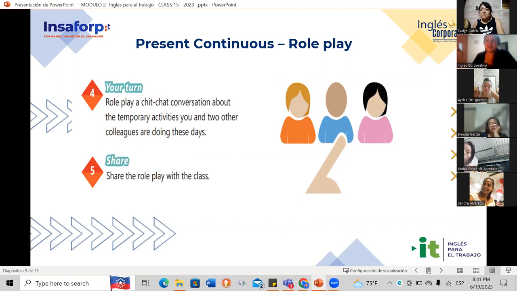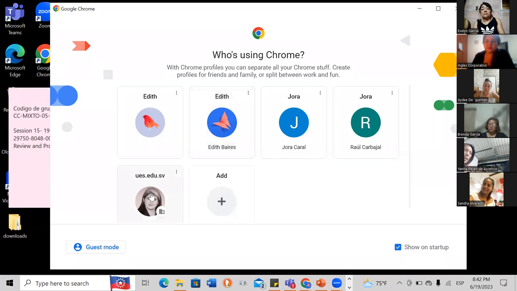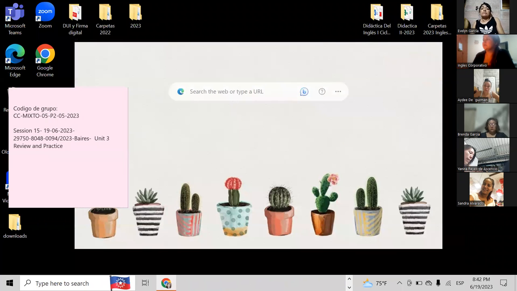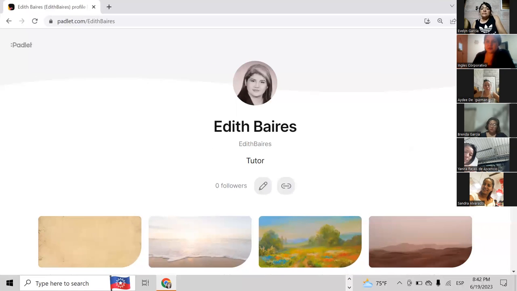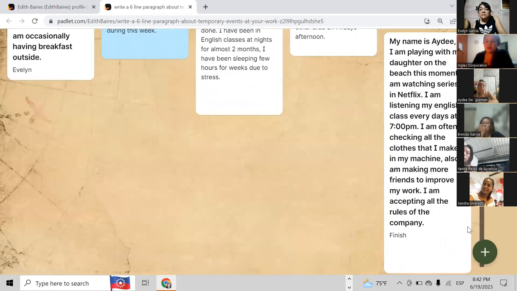I remember that we did a paragraph. Fue un párrafo que hicimos de eso. Do you remember? Temporary activities. I remember I have here the paragraph. Let me search for it. Déjame buscarle el párrafo que usted hizo. Here you have the paragraph. This was the paragraph. Do you remember this? From here you can read your paragraph.